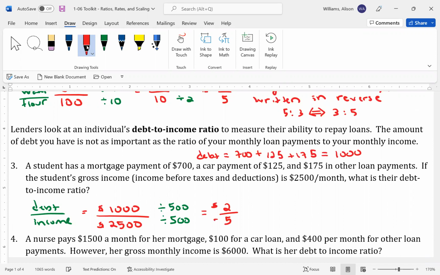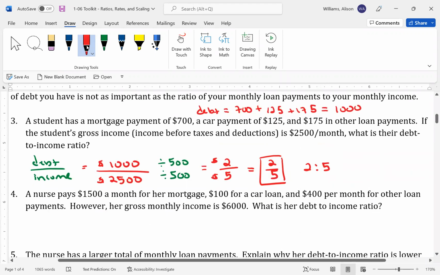Now I'm going to put the dollars, but I'm going to drop it here in a second. So we're saying $2 of debt for every $5 of income. Okay. So the better way of writing that is just 2 over 5. That is this student's debt to income ratio. Or if I wanted, I could use the colon, right? If I wanted to write it like that.